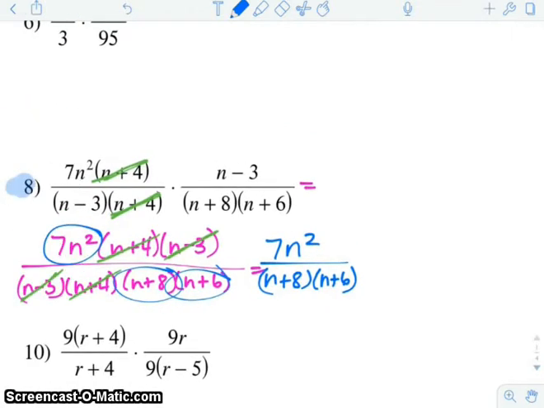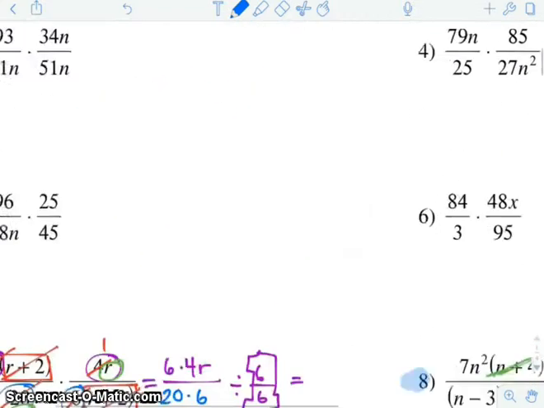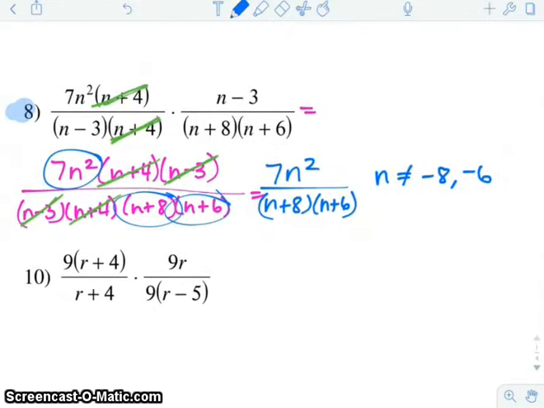but I need to write here n cannot be equal to -8 or -6. Remember, that came from simplifying when we talk about what numbers would make our denominator undefined. So both of the examples we've seen so far, we don't have to worry about that because there was no variable. This is the first one where you need to worry about n cannot be equal to -8 or -6. And look back to 7.4 for that. It makes your denominator undefined.